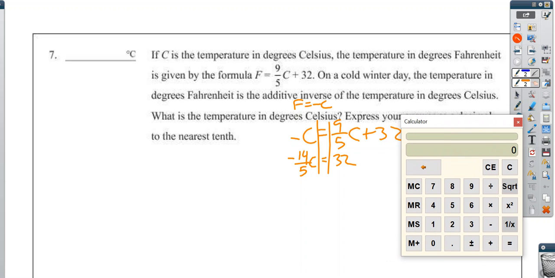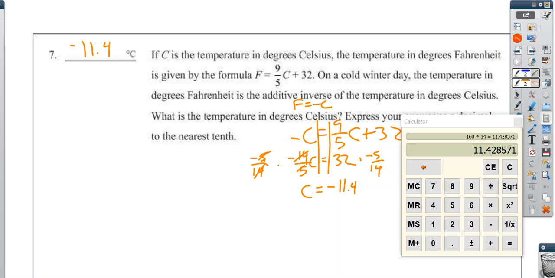So we're going to divide 32 by negative 14/5. The opposite, and that's the same thing as multiplying by 5 over 14, negative obviously. So we have 5 times 32 is equal to 160 divided by 14. So we get C is equal to negative, because remember, we multiplied this by negative 5 over 14. What you do to one side, you have to do to the other. All right, and so we get negative 11.4 degrees, rounded to the nearest tenth.